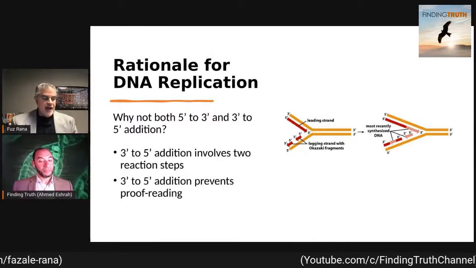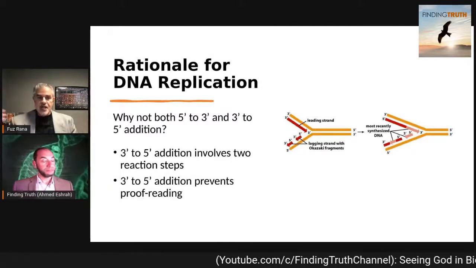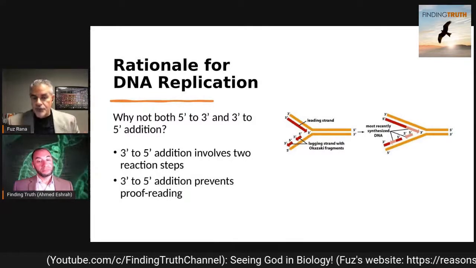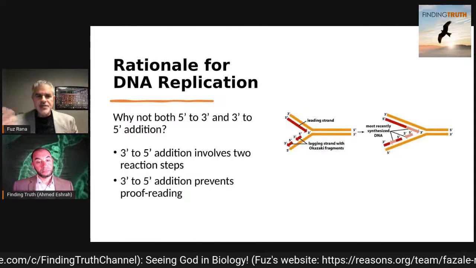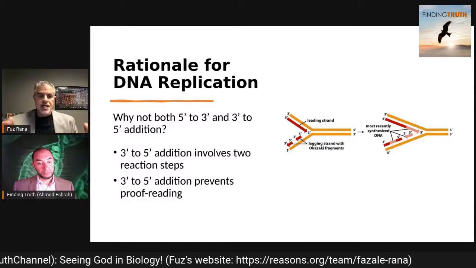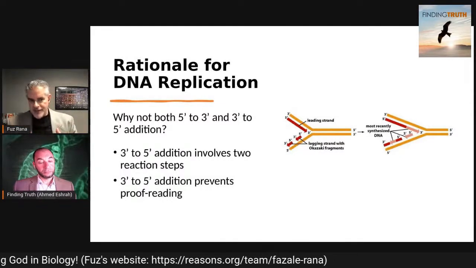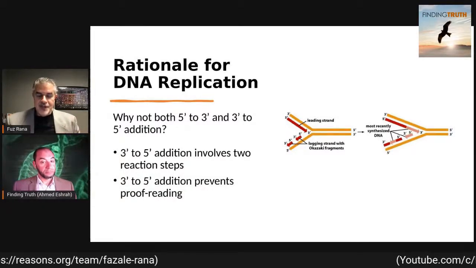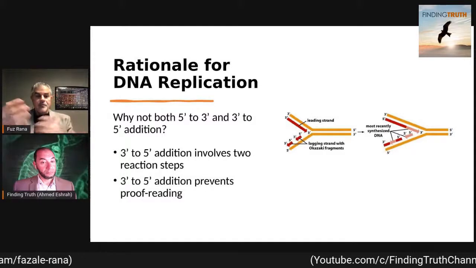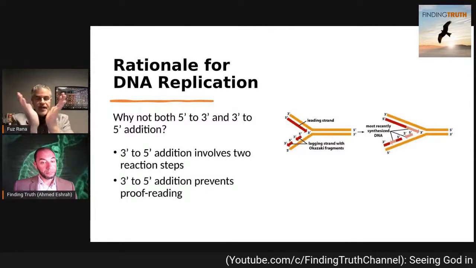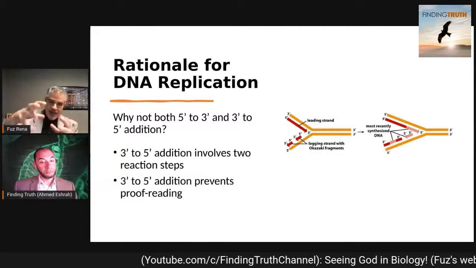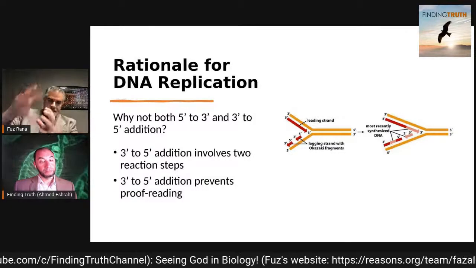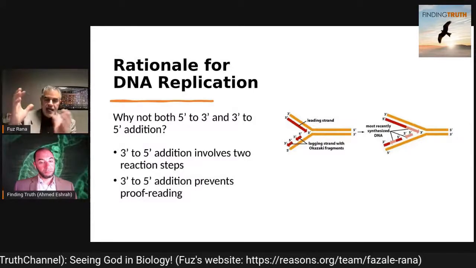So essentially you have that proofreading function, which in and of itself is a very elegant design feature, but you would lose that proofreading function because of the chemical constraints if you went in the 3' to 5' direction. There's another reason why you don't want to have both directions, because if you're at a replication fork, you've got a primase enzyme going in there to lay down the RNA primer. Then you've got DNA polymerase doing its thing.